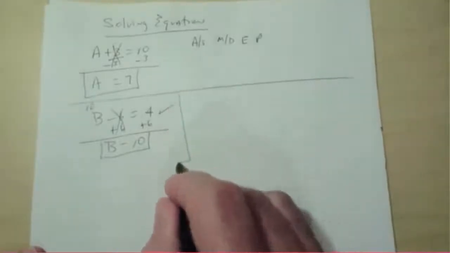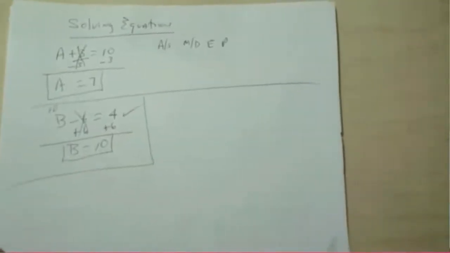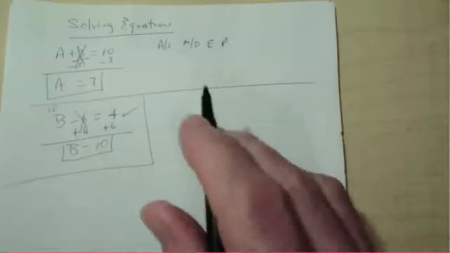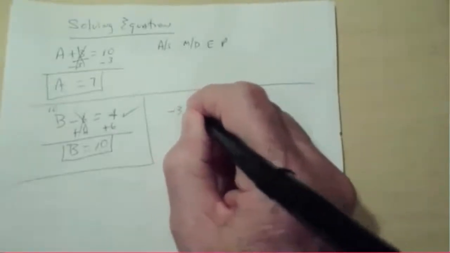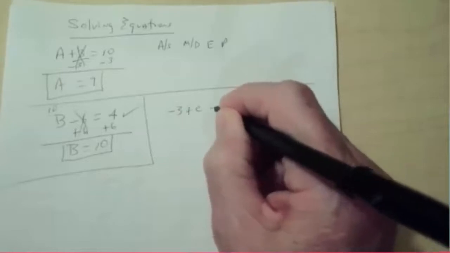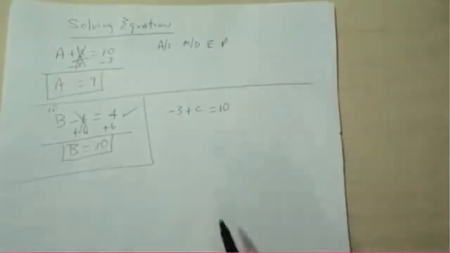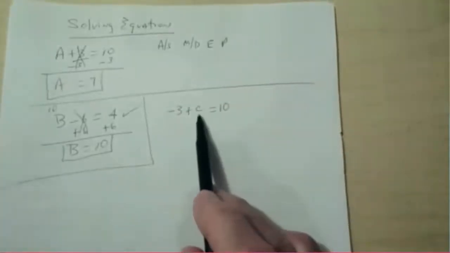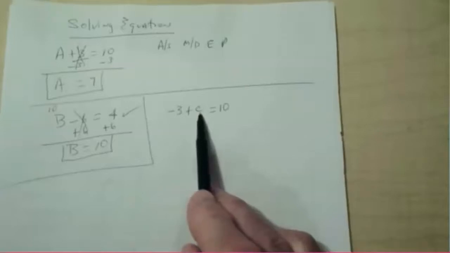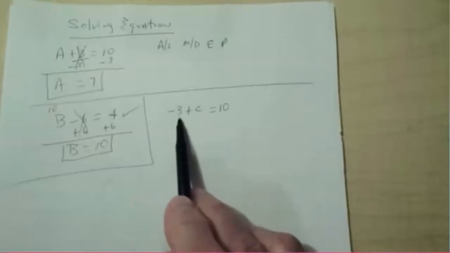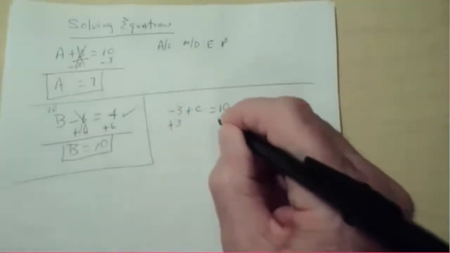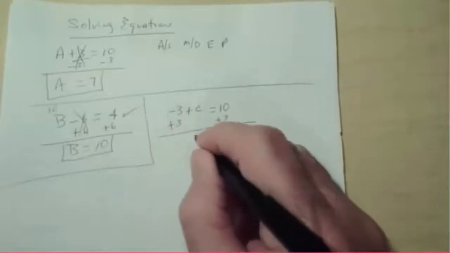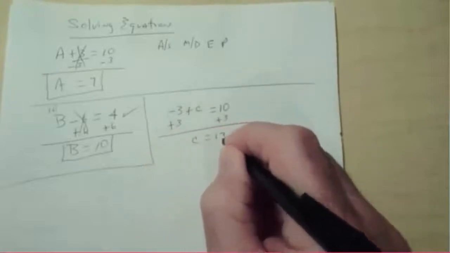Okay, and if we have this, if we have negative 3 plus c equals 10, we want c over here by itself. So we want to get rid of the negative 3. How do we do it? Just the opposite of whatever it says. So we're going to add 3 to each side. c is 13.